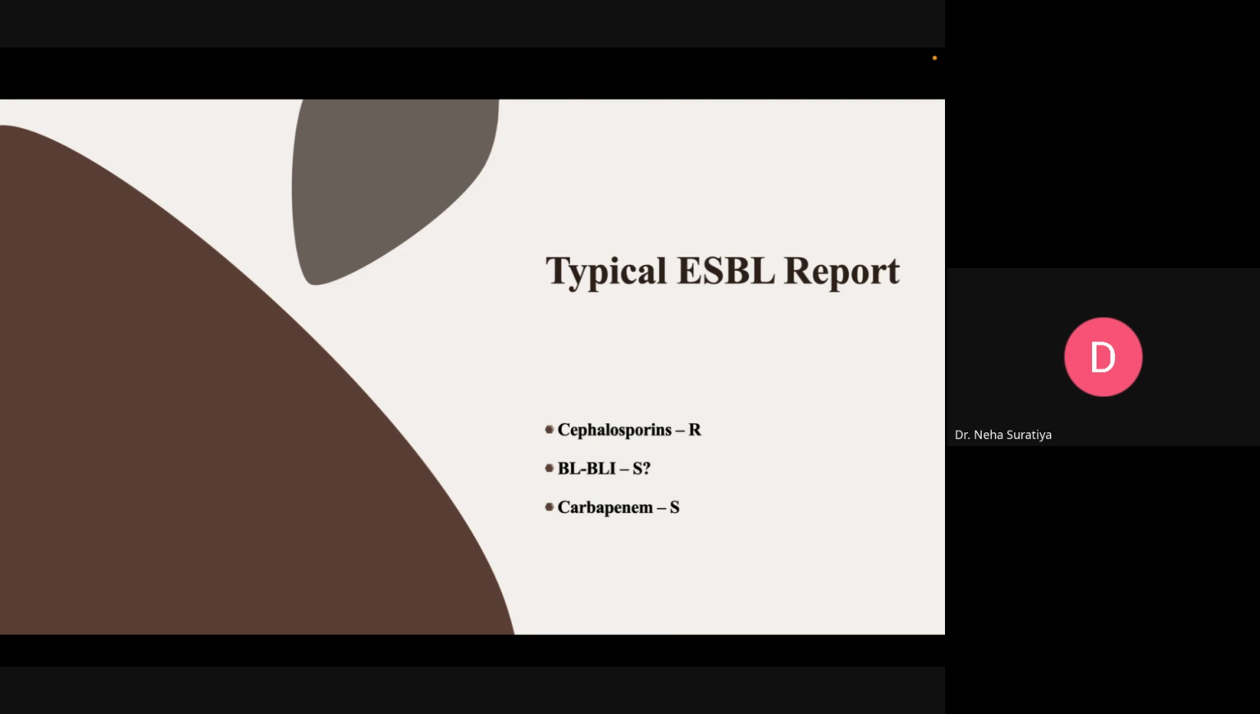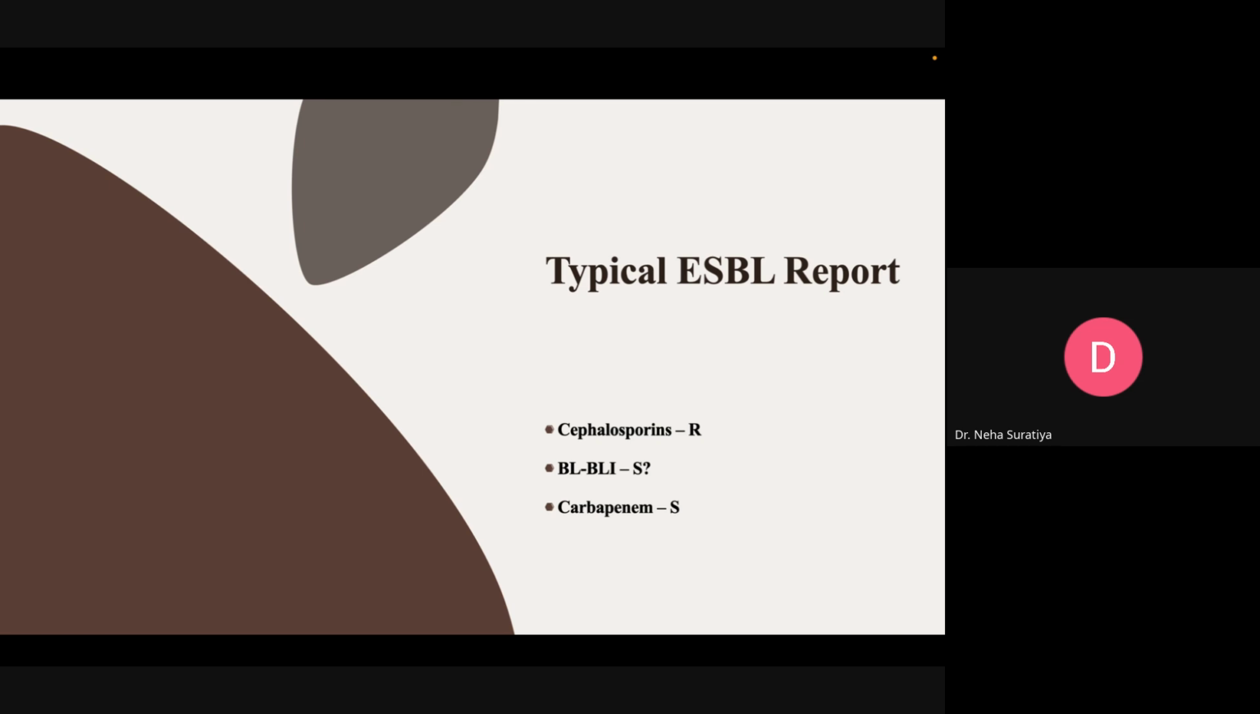So the question arises: can we avoid carbapenems in this or not? If BLBLI is sensitive, but with a question mark, can we avoid carbapenem and switch to BLBLI or not? We will answer this question shortly in the upcoming slides, because we will be diving deep into this. But for now, understand the ESBL report. This is how it is showing.